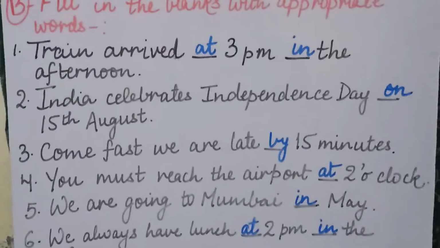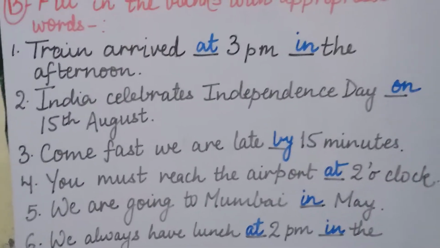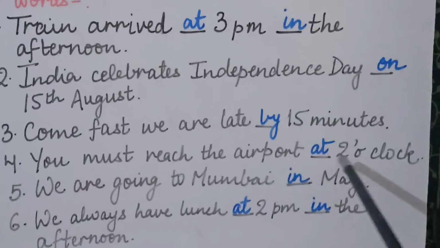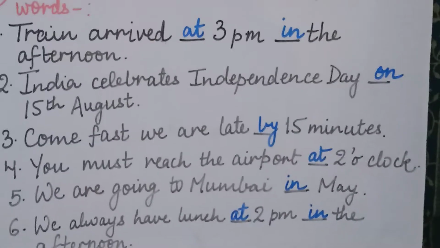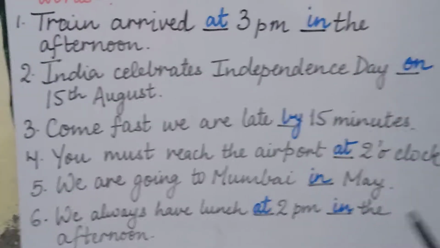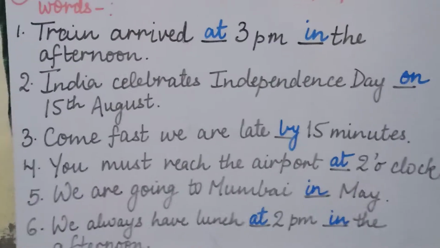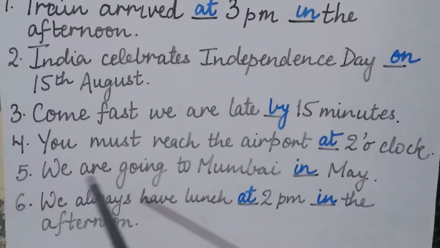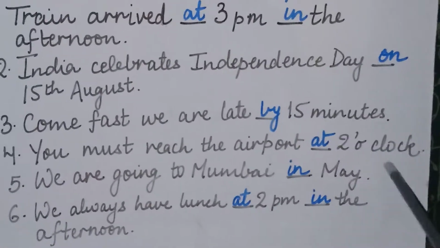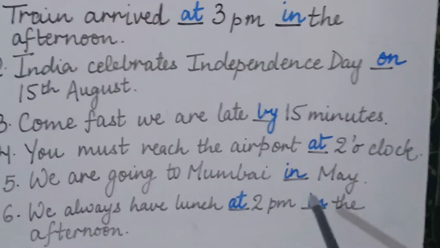Is that clear? Now coming to the third sentence, come fast, we are late dash 15 minutes. जल्दी आओ, हम already 15 मिनट late हैं. By, we are late by 15 minutes. Okay. You must reach the airport dash 2 o'clock. तुमको एयरपोर्ट 2 बजे तक पहुंच जाना चाहिए. At 2 o'clock. Okay. You must reach the airport at 2 o'clock. Now coming to the fifth sentence, we are going to Mumbai dash May. मुंबई हम कब जा रहे हैं? मई में. तो in May. We are going to Mumbai in May.